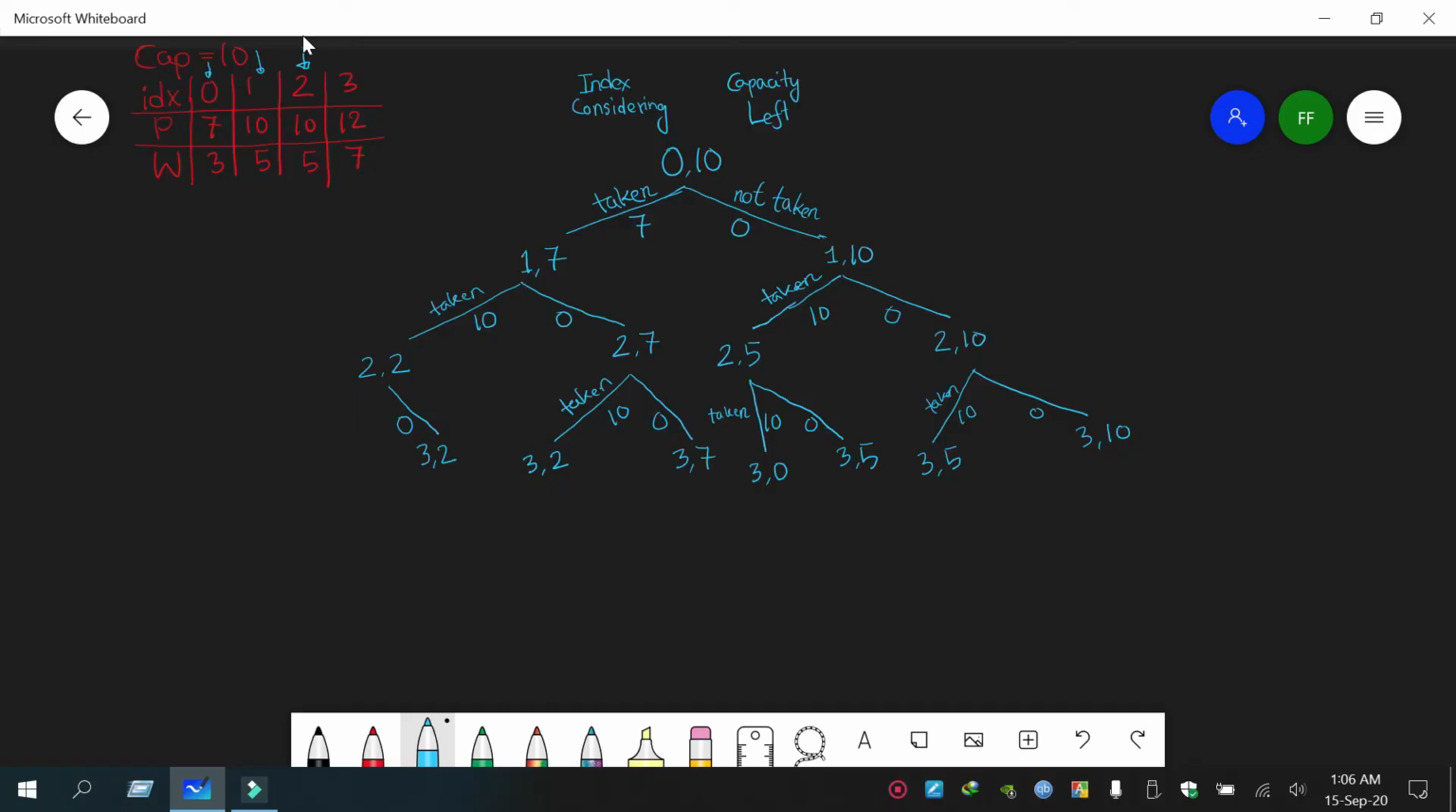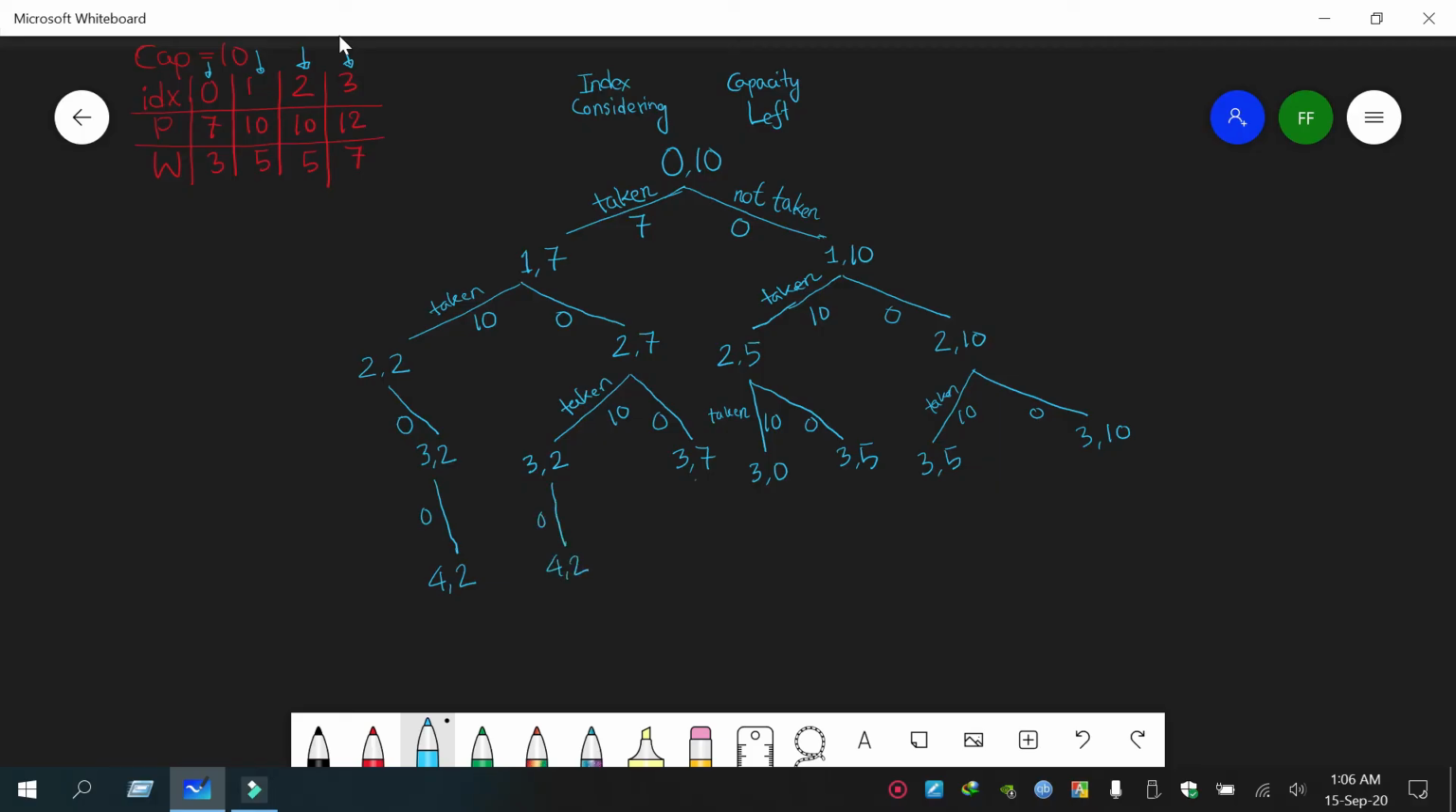And for the last phase, now we are considering the last item, and as you can see from the 3 2 we cannot take the item because it weighs more than the capacity, so the only option we have is not taking it, and we can go to index 4 and the leftover capacity is 2. Here the same case will happen because it's also the same situation, so we cannot take it.